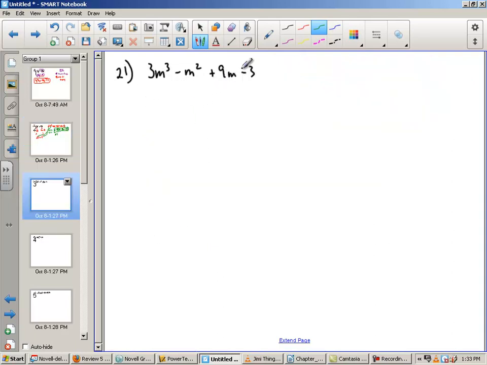Then when we go to 21, it says for us to factor by grouping. To me, that means I need to slip a set of parentheses around the first 2 and around the last 2. And then look for what's common. In the first parenthesis, they share m squared.